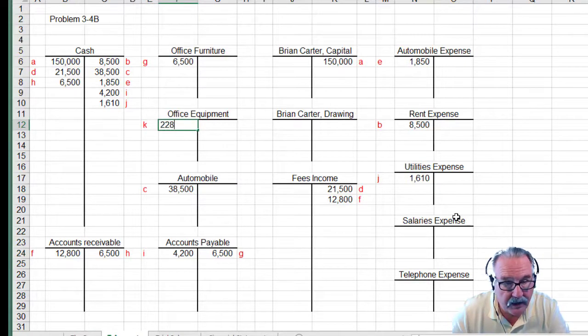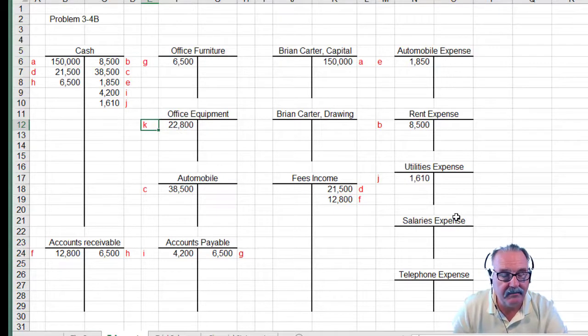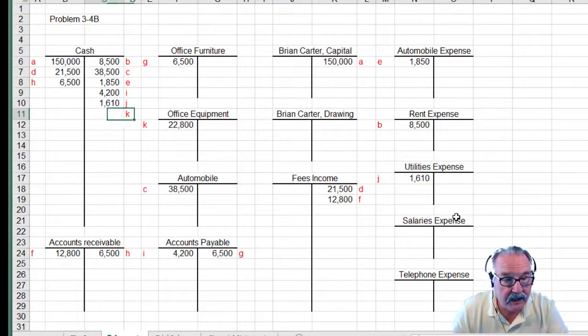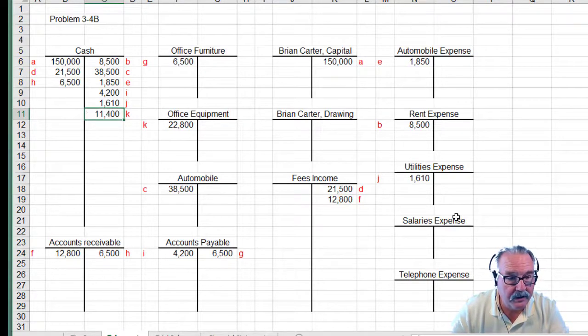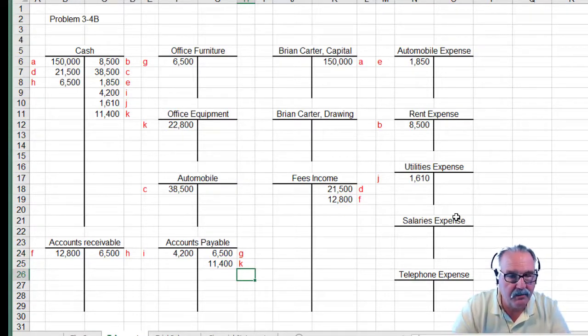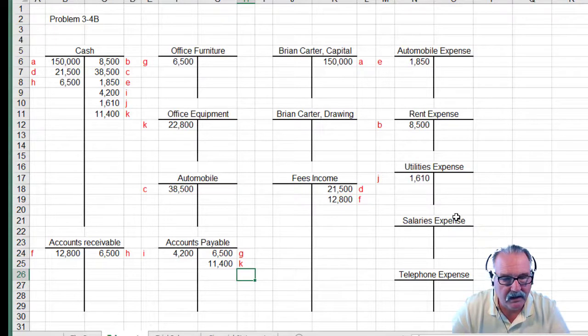And then we wrote a check for $11,400, which is half, and we have $11,400 that we're going to pay in the future. So we're going to debit office equipment for the total and then credit half of it to cash, $11,400, and the other half goes to accounts payable, $11,400. That's transaction K. Transaction L, issued a check for $18,900 to pay salaries. So we've got some salaries expense, $18,900. This is L.